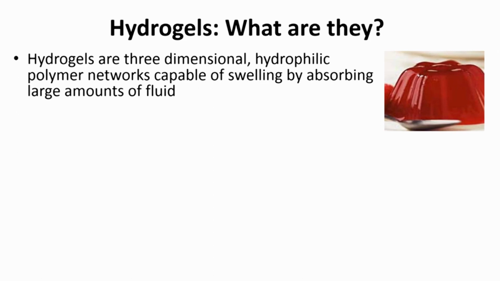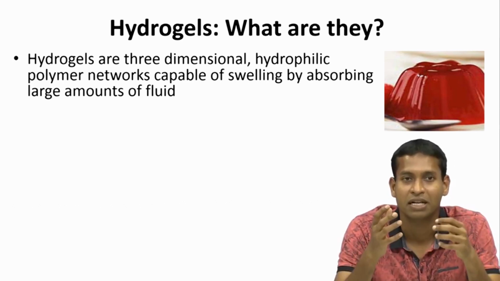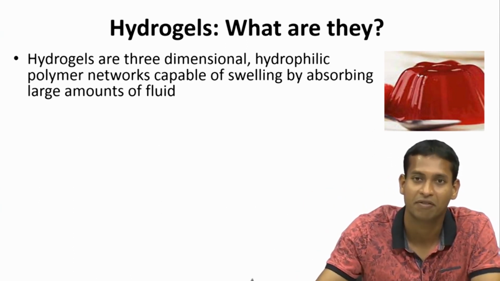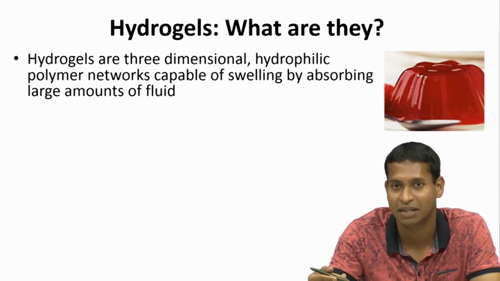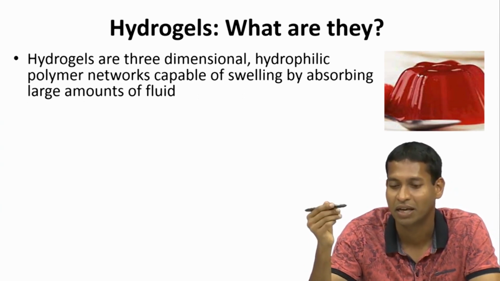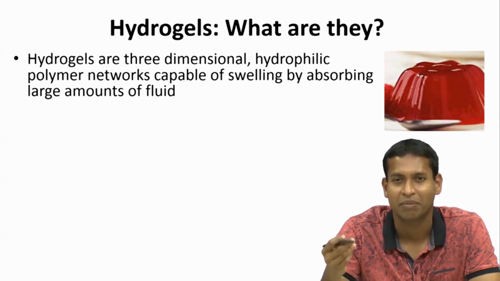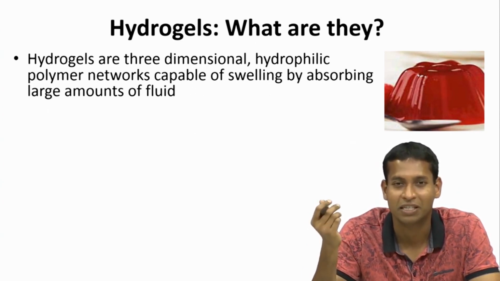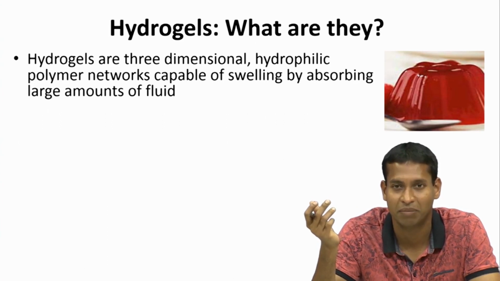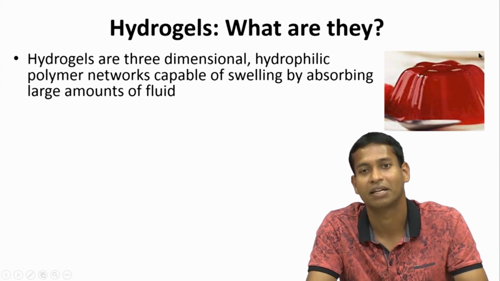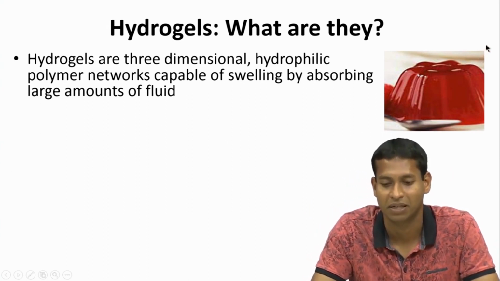Because they are so hydrophilic, they tend to absorb water, and so if you make a matrix out of these hydrophilic polymers, it will absorb water and start to swell. Here is an example, a jelly that some of you may have eaten during your life. If you have ever touched jelly, it is a very squishy, very soft material, but it contains lots and lots of water compared to the actual polymeric content present in a system like that.